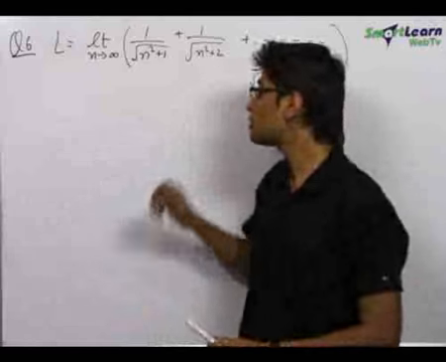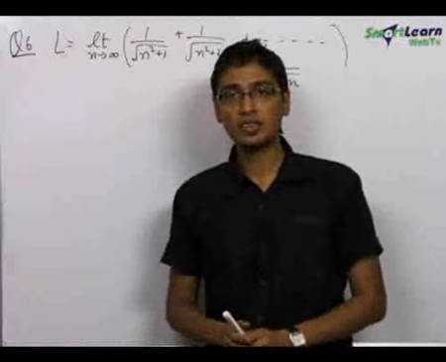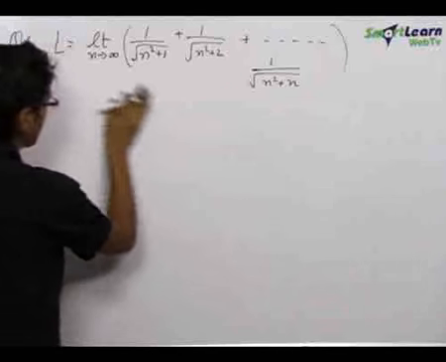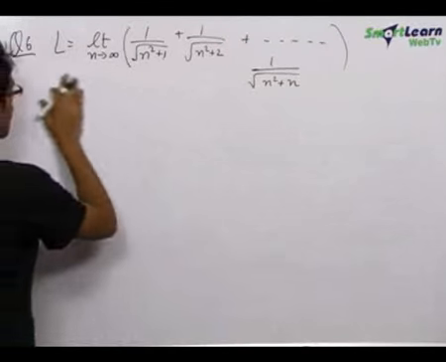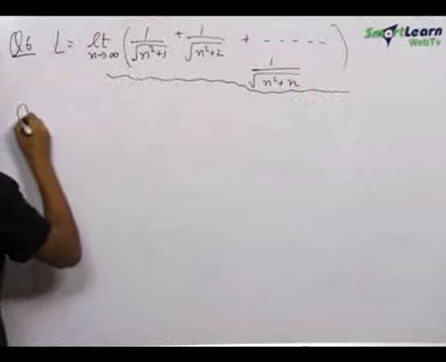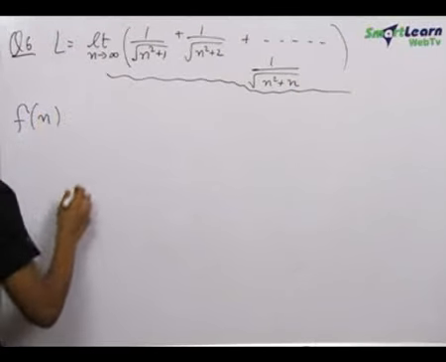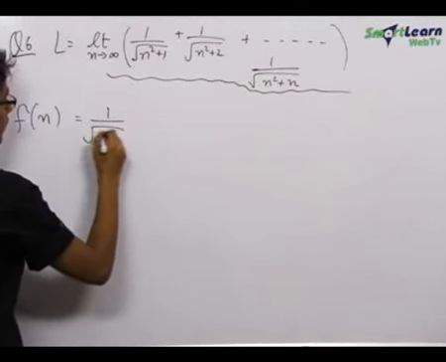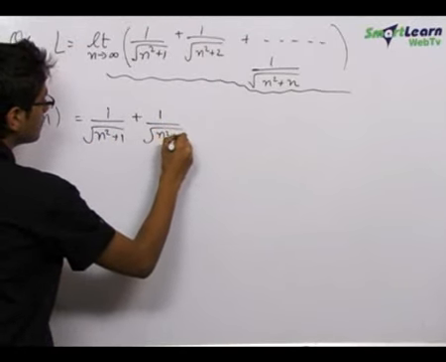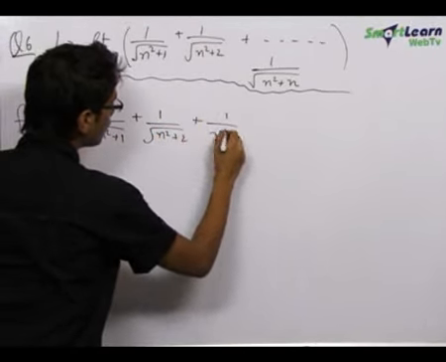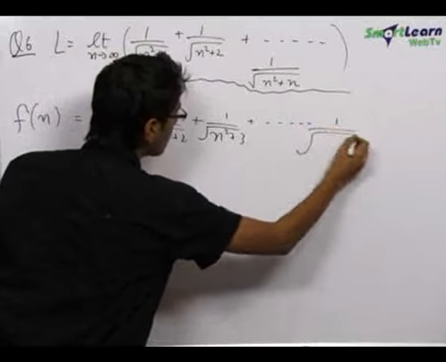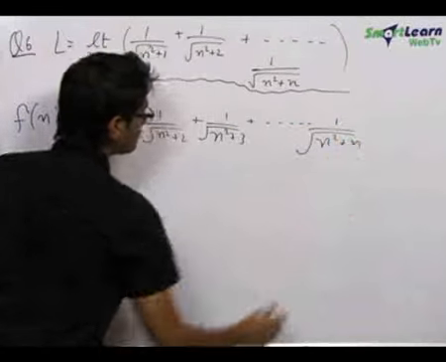Now these types of questions cannot be solved by the normal regular methods. Instead they require a special approach. Now what we do is, we call this f of n, which is equal to 1 upon under root n square plus 1, plus 1 upon under root n square plus 2, plus 1 upon under root n square plus 3, up to 1 upon under root n square plus n.